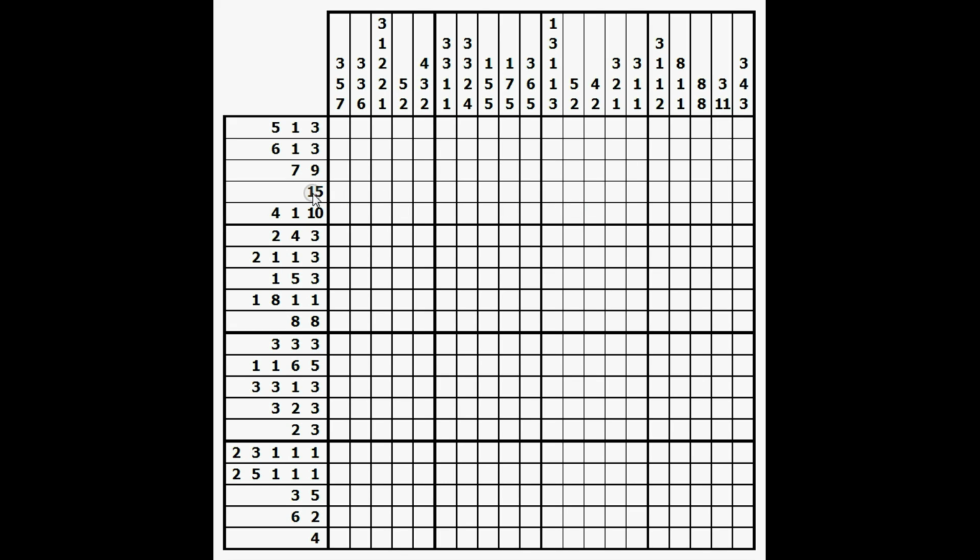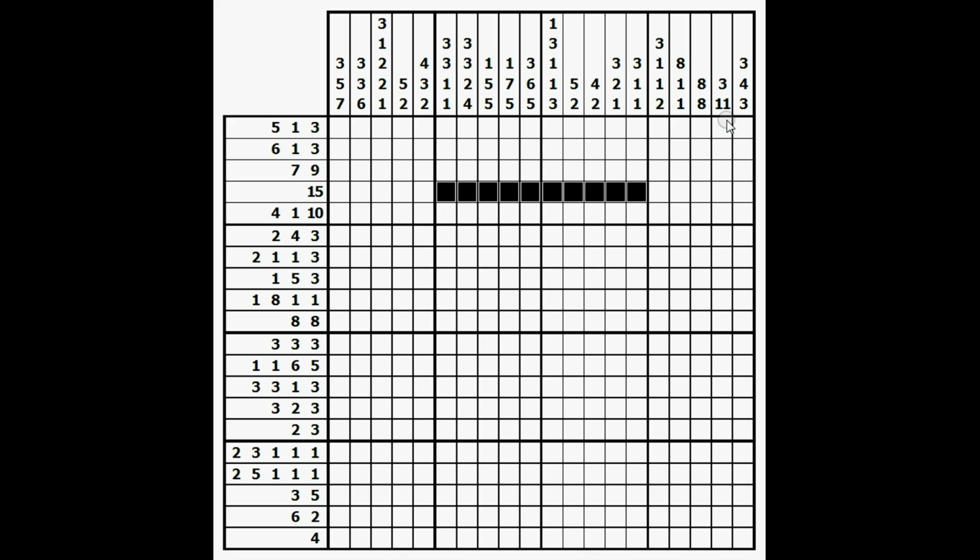Here's a 15. That's more than 10. So if I count across 5, 10, 15, put a square. 5, 10, 15, put a square. Everything in between has to be filled. I'm not going to explain why. Like I said, watch my earlier videos if you want to know.